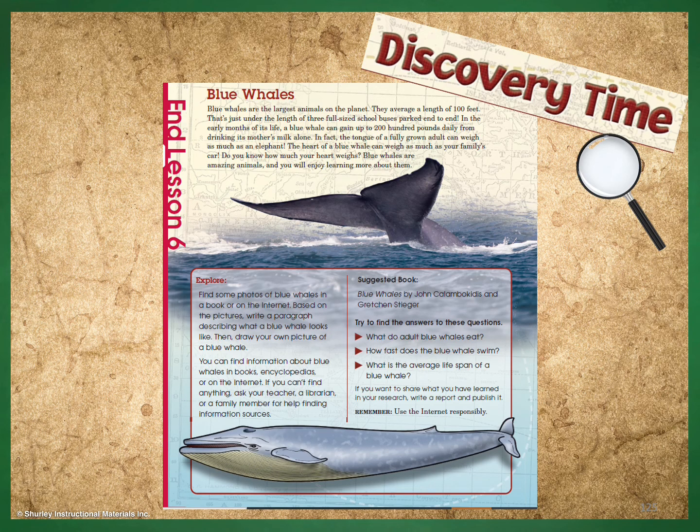Look under the Explore heading. It asks the student to find some photos of blue whales. Then, based on the pictures, it asks them to write a paragraph describing what a blue whale looks like and draw one. Then, students are encouraged to use other resources like the suggested books, encyclopedias, or the internet to find the answers to specific questions to include in their writing.